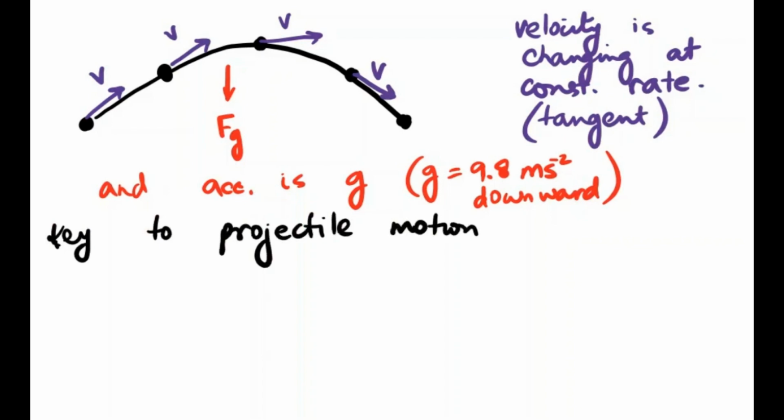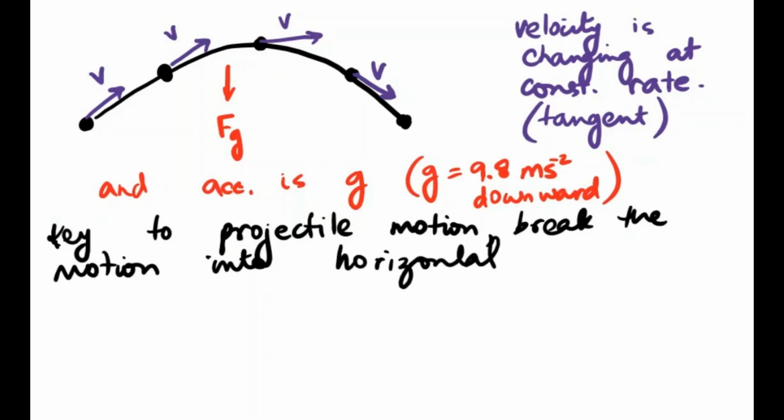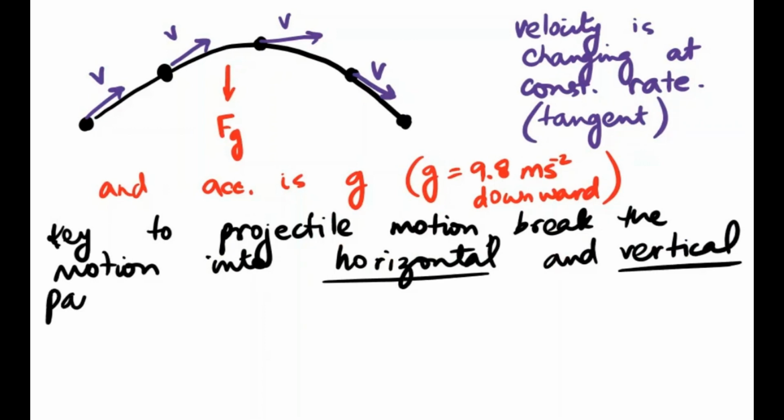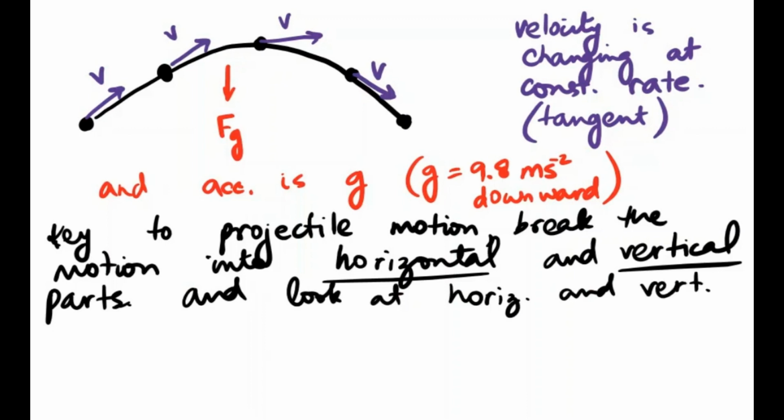The key that we are going to summarize to solve projectile motion is to break it down into two parts. One is the horizontal part, and the other one is the vertical part. When we look at the horizontal part, we look at all the variables only in the horizontal direction. When we look at the vertical part, we look at all the variables only in the vertical direction. That's how we treat them separately and then solve the problem to find the unknown quantities.